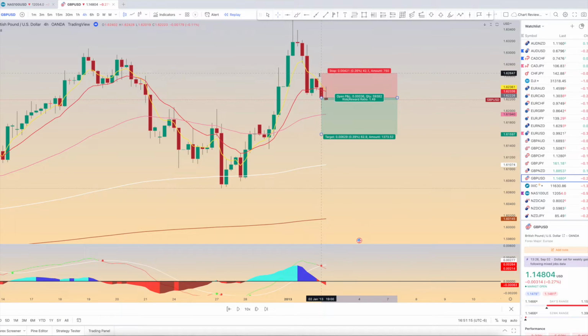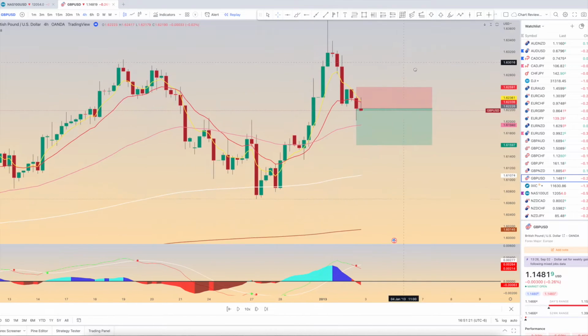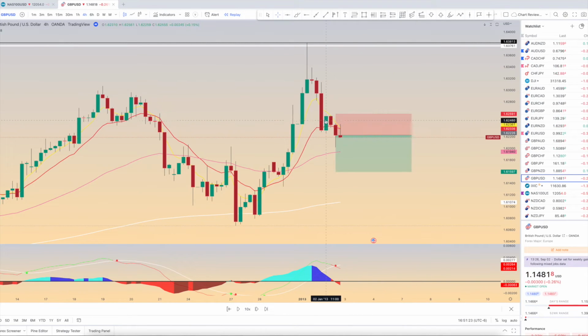And I'm going to be looking right here as my stop loss. I'm not going to be taking it too high. And the reason being is because this kind of movement already shows me that it doesn't really have much interest going higher.